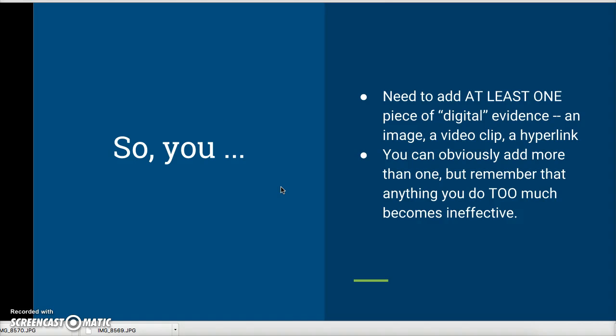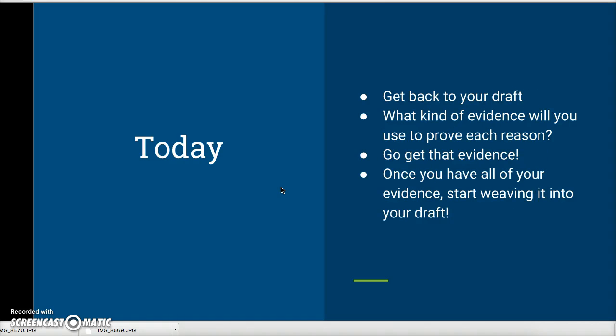So you, for this commentary, need to add at least one piece of digital evidence. You need to have at least one image that actually works as evidence, a video clip, or a hyperlink. You can obviously add more than one. If this is something that really works for you and makes you excited, then add a lot. But keep in mind that anything that's overdone loses its effectiveness. So you don't want 30 images. You want maybe a handful of images.